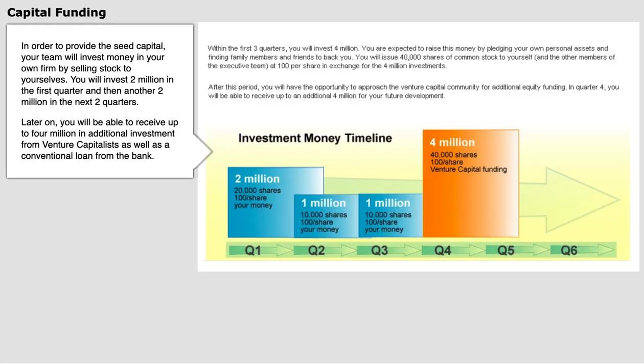In order to provide the seed capital, your team will invest money in your own firm by selling stock to yourselves. You will invest $2 million in the first quarter and then another $2 million in the next 2 quarters. Later on, you will be able to receive up to $4 million in additional investment from venture capitalists, as well as a conventional loan from the bank.